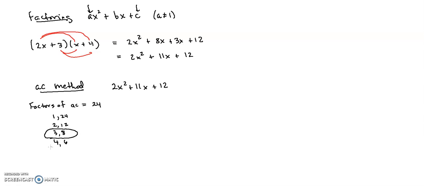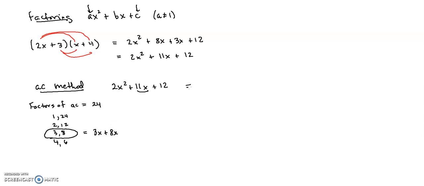That's 3 and 8. Okay, now this time those aren't our factors, right? Because the 2 out front changes things a little bit. Those aren't our factors. That's what we're going to use to break up the middle term. So 11x is going to become 3x plus 8x. That's how we use the 3 and the 8 this time.